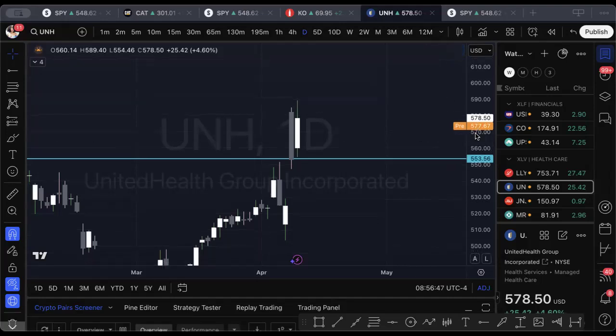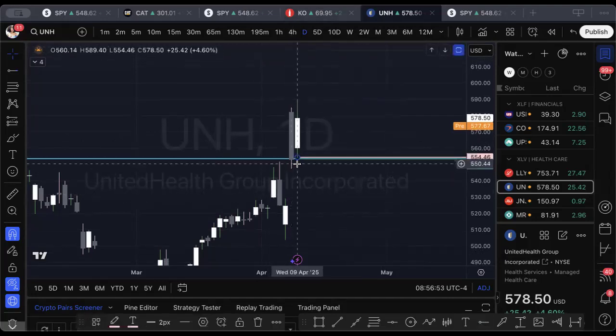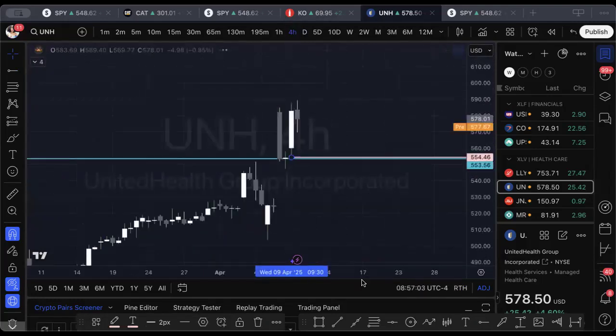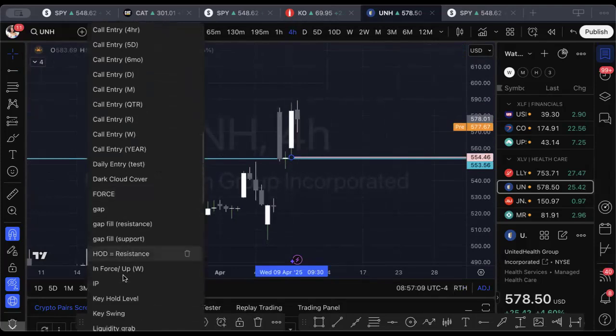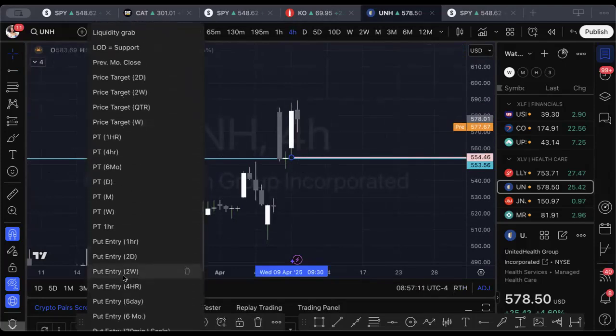All right, so we have United Healthcare, and let's just look for our entries. I do see that we have a put entry here, but I believe that based on where we closed, and considering the ATR, it may not be worth it to go all the way down to the day, or up to the day rather. So let's look at the 4 hour time frame and see what we have. So we do have something here. So let's go ahead and mark out our daily put entry just because we need to have it marked out.